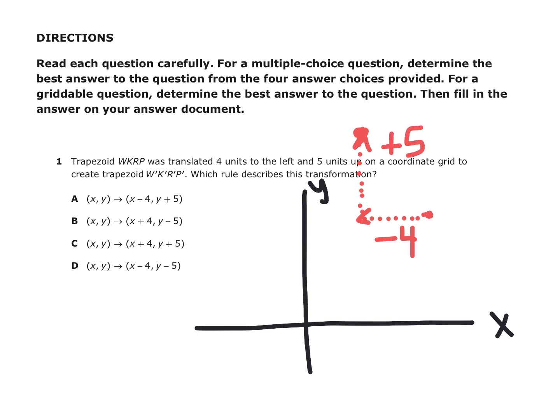So going to the left and right affects the x value. From here to here, that would be x minus 4 since you're going to the left. And going up affects the y values, your vertical axis, so y plus 5. If you look at your answer choices, we're looking for an answer that has x minus 4, there's one here at A, and there's also at D, but we need a y plus 5. Y plus 5 would be right there, so the answer should be answer A for problem number 1.